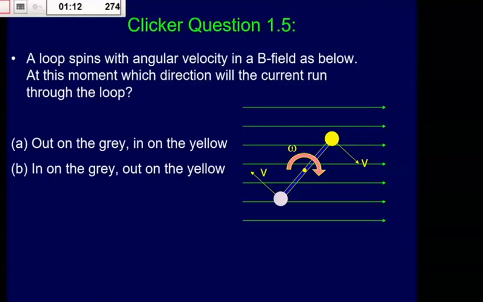Okay, and so I think I agree with the majority again, which is good.